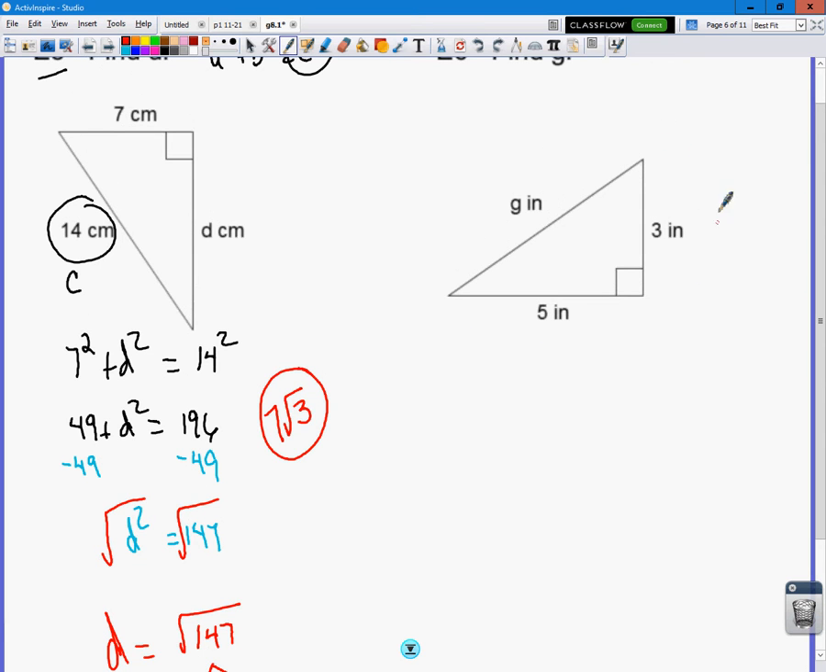What side am I going to want to identify first in the next example? The G side is the hypotenuse. 3 squared plus 5 squared then will be equal to g squared. 3 squared is 9. 5 squared is 25. 25 and 9 is 34. And I take the square root of it.